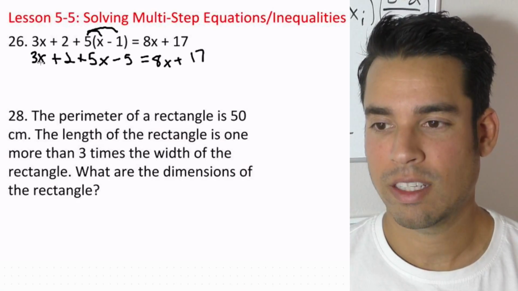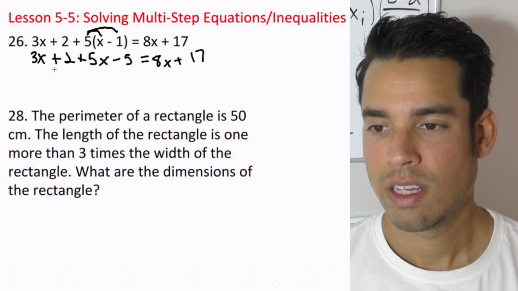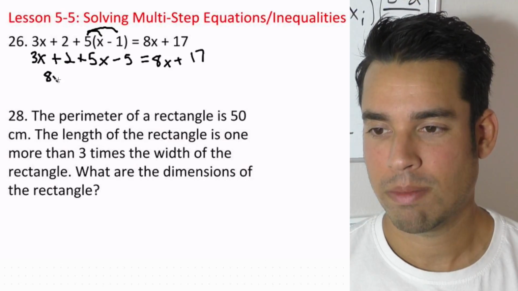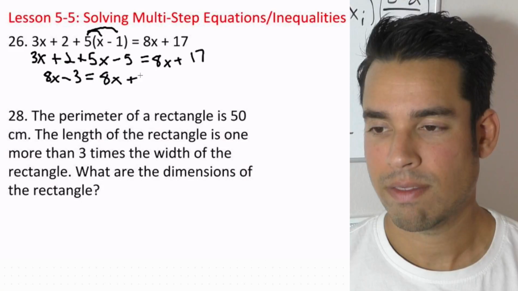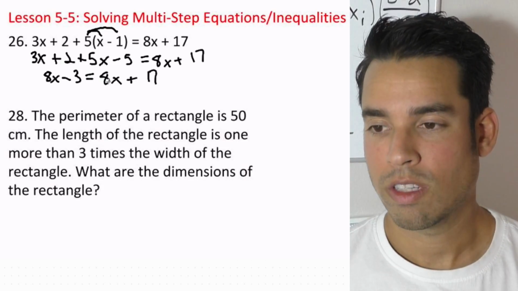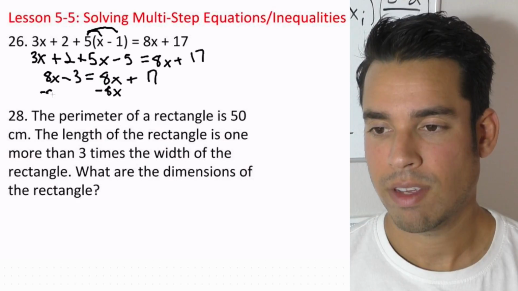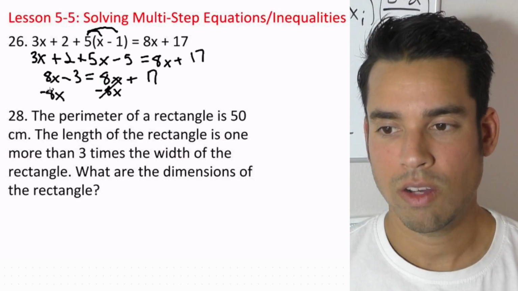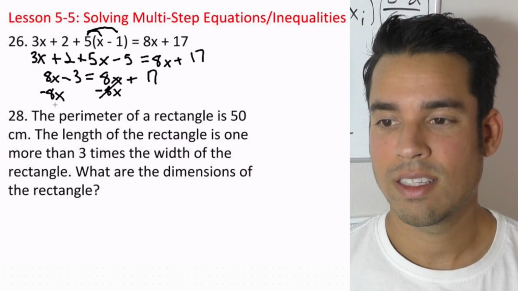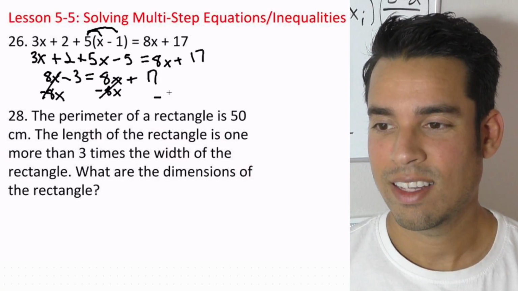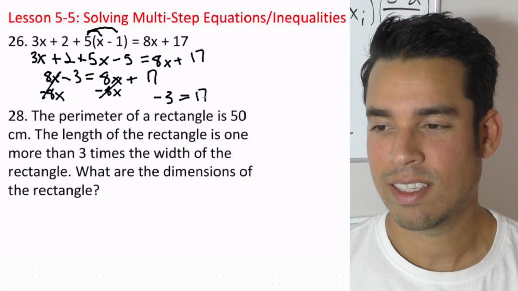Now we got to combine like terms, right? We got a 3x and a 5x. That becomes 8x. Just combine those. A 2 and a negative 5 becomes negative 3. And we got equals 8x plus 17. Let's keep going. Let's bring this negative 8x over. We got 8x and negative 8x. These guys cancel out. And then we end up with negative 3 equals 17.